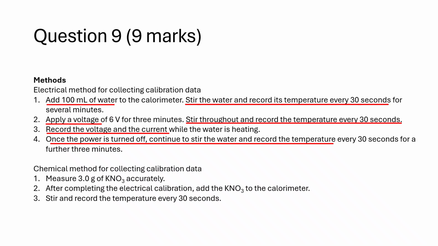Once the power is turned off, continue to stir the water and record the temperature every 30 seconds for a further 3 minutes. Chemical method for collecting calibration data. Measure 3.0 g of KNO3 accurately. After completing the electrical calibration, add the KNO3 to the calorimeter. Stir and record the temperature every 30 seconds.